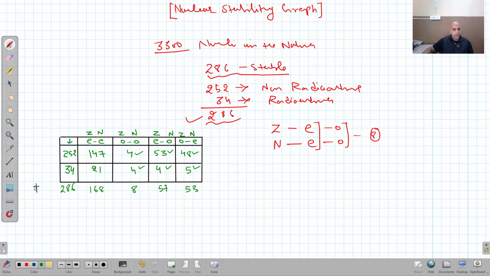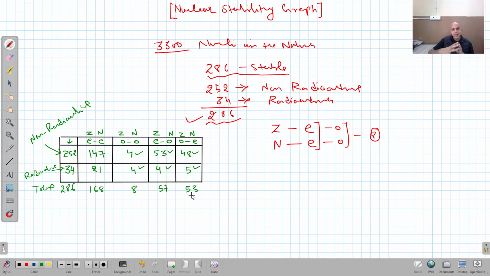So in total these 34 are radioactive, whereas these are non-radioactive, right? So you can see from this table that the even-even nuclei, those nuclei for which the number of protons and number of neutrons both are even, are the maximum, right? They are total 168, whereas the odd-odd, both proton as well as neutron odd, they are total 8 stable nuclei in nature. Whereas if we look at the even-odd or odd-even, then we have nearly the same, 57 and 53.